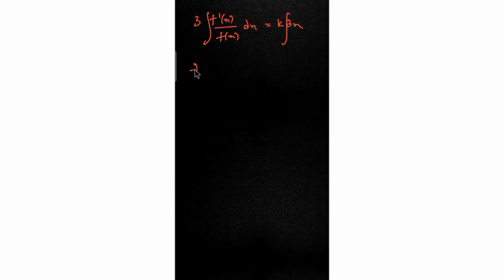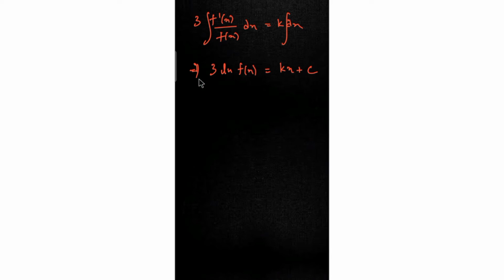So I get 3 ln f of x is equal to kx plus some constant c. We have no idea about that constant. So 3 ln f of x is equal to kx plus c. Now to get the values of k as well as c, we don't know the value of k or the value of c. If we know these two things, then we can find the value of f of x.